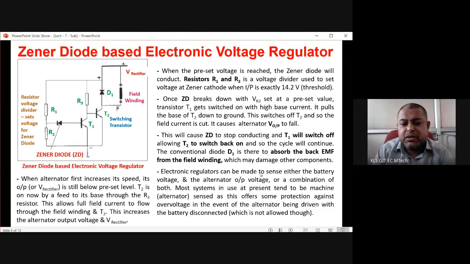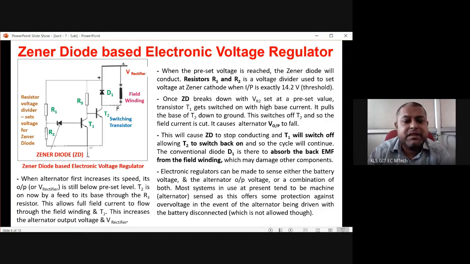Most systems in use at present tend to be machine sense, as this offers some protection against over voltage in the event of the alternator being driven with the battery disconnected. Battery disconnected operation of the alternator is not actually proposed. So always the alternator and battery should be connected. But for some testing purposes, we can remove the battery and test the alternator performance.